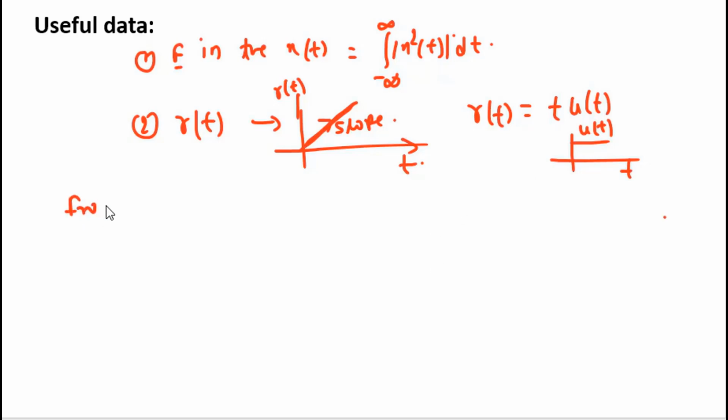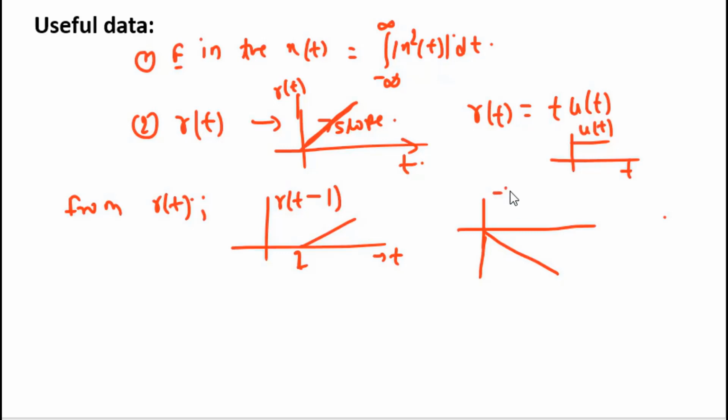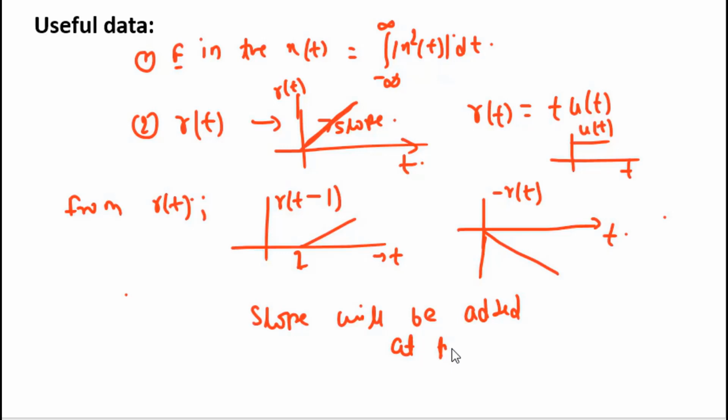So from r of t you can plot this, which is your r of t minus 1, and this is your minus r of t. So when you plot the summation of more than two ramps, their slopes will be added at the point where the slope is changing.